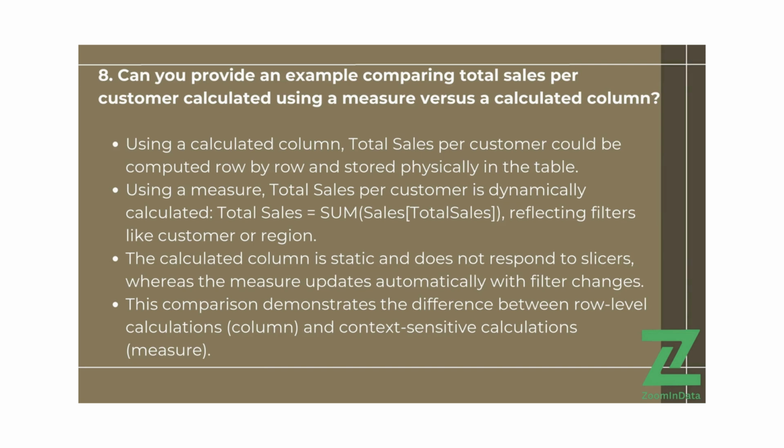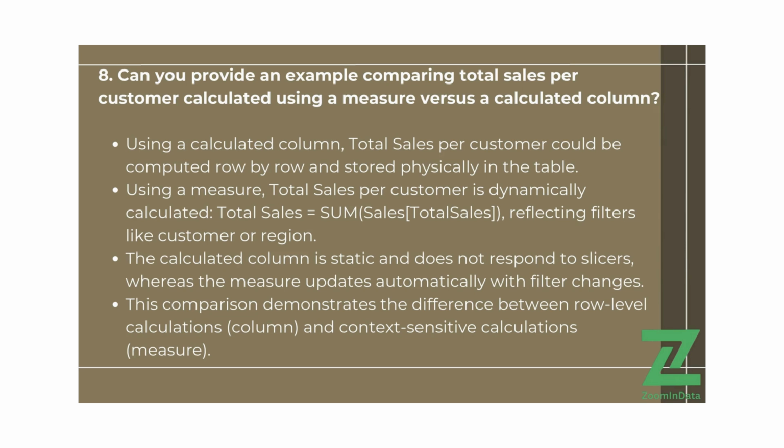Eighth question. Can you provide an example comparing total sales per customer calculated using a measure versus a calculated column? Using a calculated column, total sales per customer could be computed row by row and stored physically in the table. Using a measure, total sales per customer is dynamically calculated. Total sales equals the sum of the total sales column, reflecting filters like customer or region.